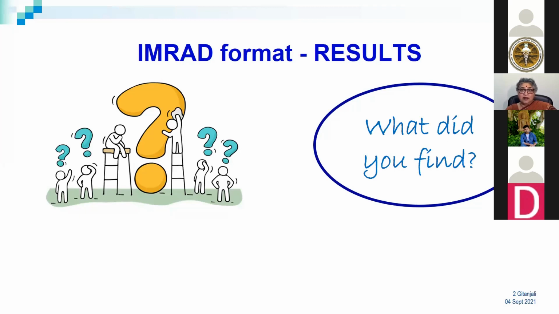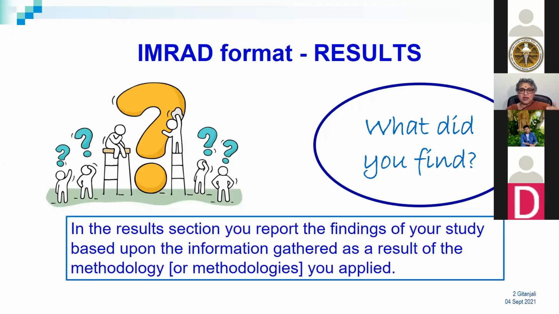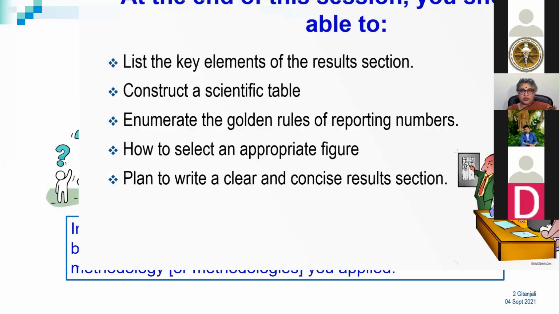Sir Bradford Hill asked those 4 questions. And question number 3, that is, what did you find, the answer to this is the result. So that is how in the IMRAD format you got the results. You need to report the findings of your study, which is based upon the information which you have gathered as a result of the methodology or methodologies you have applied. So this is what you are expected to do in the results section.